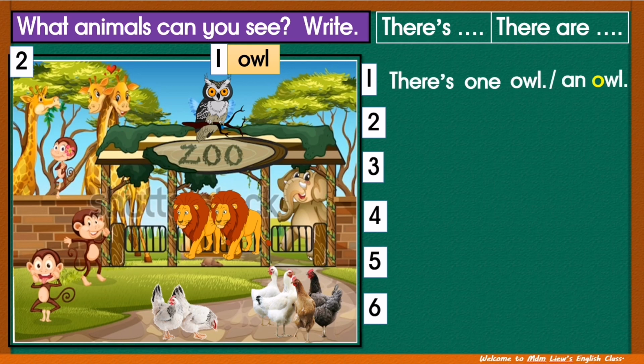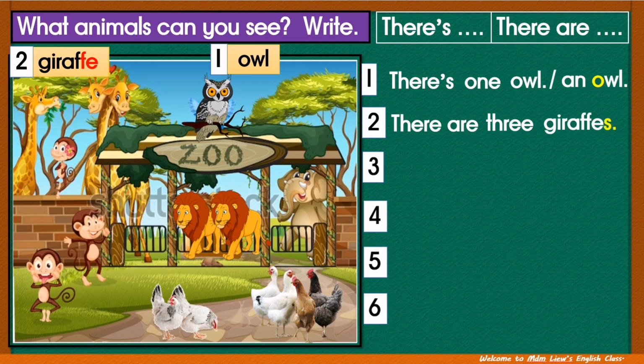Number 2. What is this? Yes, giraffe. How many giraffes can you see? Yes, 3, more than 1. So begin your sentence with good, there are, followed by the number yes, 3, and the plural of giraffe is. Do we need to change FE to VE to make it plural? No, not all the nouns that end with FE need to change to VE. We only add S to giraffe. Giraffes. There are 3 giraffes.